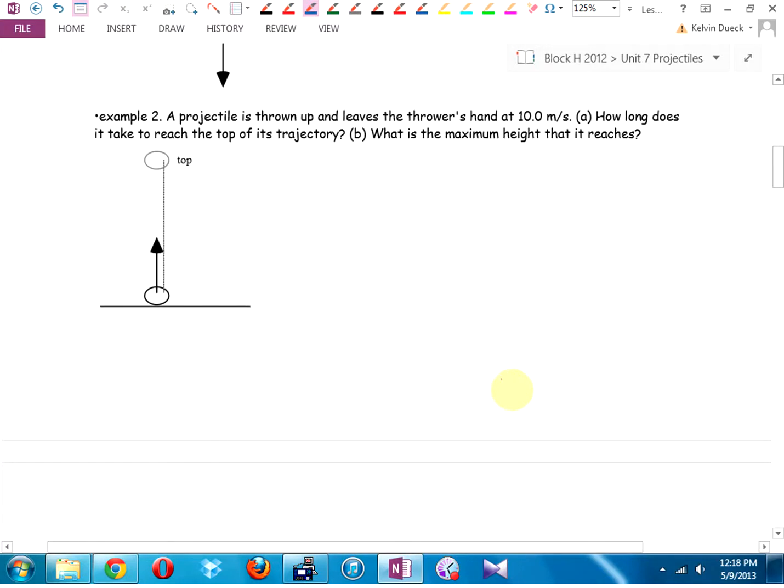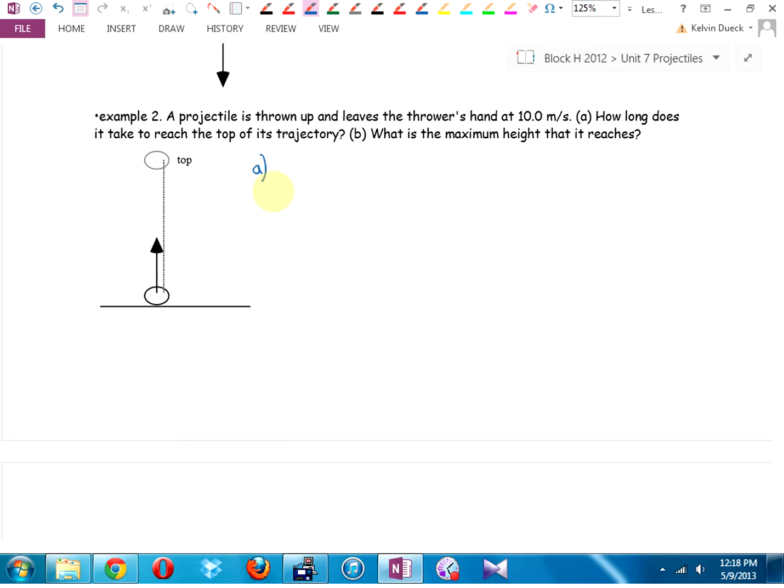Example 2. A projectile is thrown up and leaves the thrower's hand at 10 meters per second. A, how long does it take to reach the top of its trajectory? B, what is the maximum height that it reaches? This is great review for our final exam because when we started out, we used an acronym I called DFIC, which really stood for list your data, find a formula, insert the numbers, crunch the numbers, and get an answer.